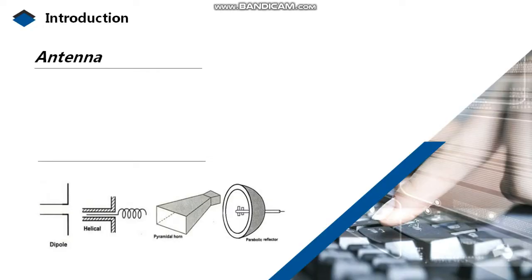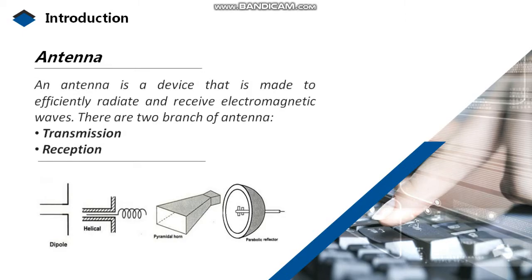Let's begin with the introduction. So what is an antenna? An antenna is a device that is made to efficiently radiate and receive electromagnetic waves. There are two branches of antenna. The transmission radiates electromagnetic energy into space. Then, the reception, which collects electromagnetic energy from space.